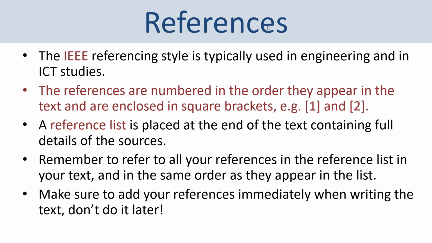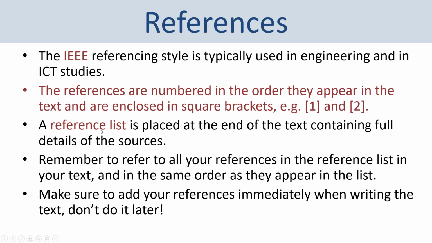Next, and the final chapter before any appendices, is the reference list. And in technical reports you typically use the IEEE standard when you do your references. And inside the text, the references are numbered in the order they appear in the text, and they are enclosed by square brackets like this. So this is the first reference, second reference, etc. And then after the conclusion chapter, you include a chapter called references or reference list. And then here you list all the references that you use inside your report.